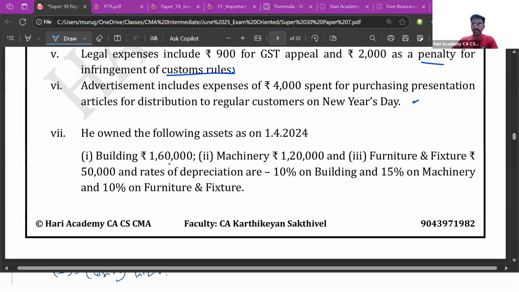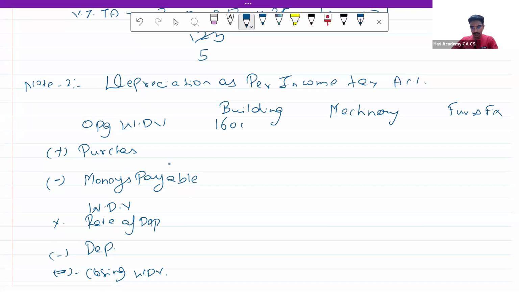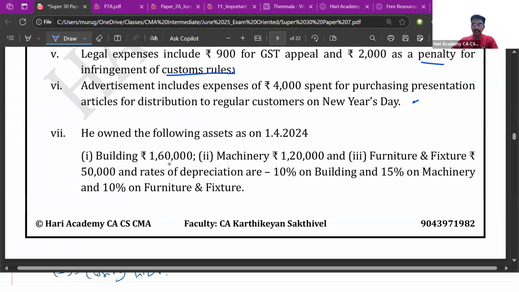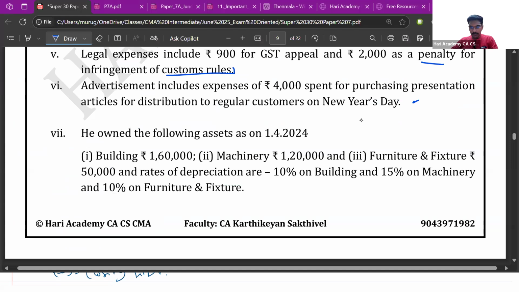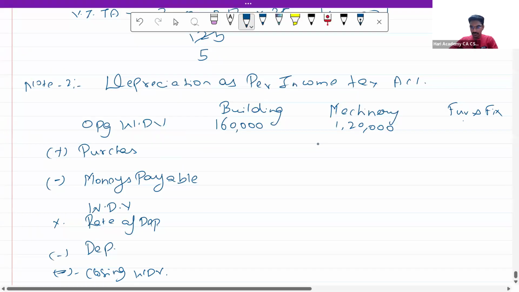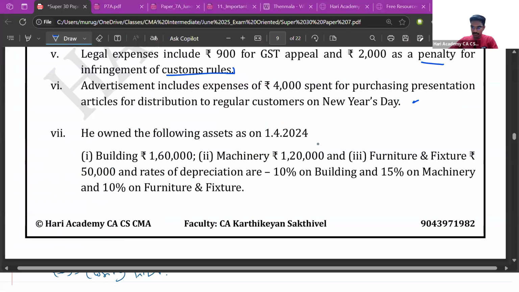So opening WDV of building is 1,60,000. Next, opening WDV of machinery is 1,20,000. And furnitures and fixtures, it is 50,000. Okay.